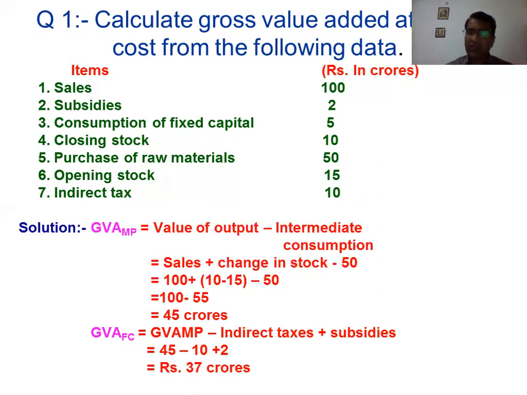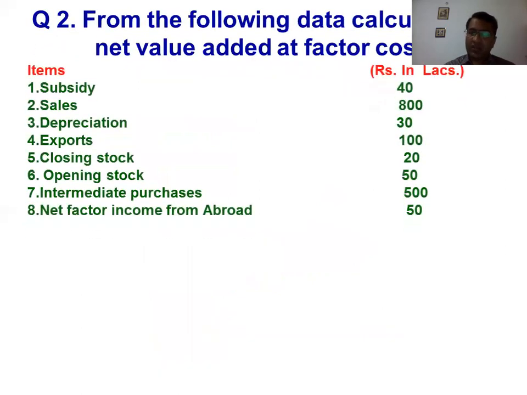Another example: we can see how to calculate national income. Subsidy is given 40, sales is given 800, depreciation is given 30, export is given 100, closing stock is 20, opening stock 50, intermediate purchase is 500, and net factor income from abroad is 50.